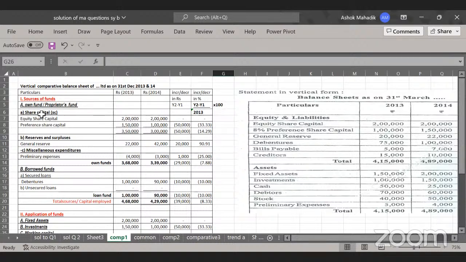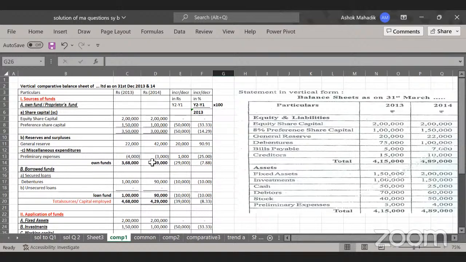So while solving, you begin with Roman 1, sources of funds. Always solve in this order. First write sources of funds, then own fund, share capital. You can have a look at share capital, equity and preference are there. So we'll write equity and preference in total. Then reserves and surpluses. Reserves will include general reserve, P&L, etc. Minus miscellaneous. This item will be on the asset side, towards the end. So capital total plus reserves minus miscellaneous will give you own fund.